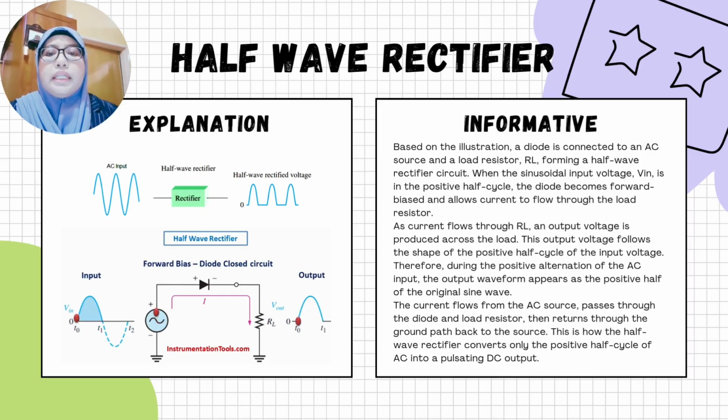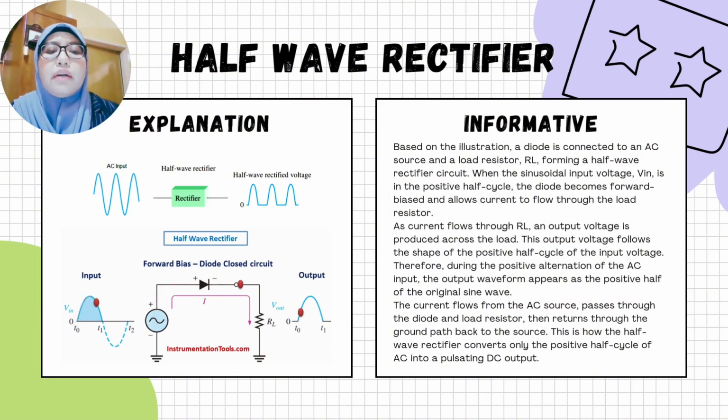Now we see the half-wave rectifier. Based on the illustration, a diode is connected to the AC supply and the load resistor RL, forming a half-wave rectifier circuit. When the sinusoidal input voltage Vin is in the positive half cycle, the diode becomes forward biased and allows current to flow through the load resistor.